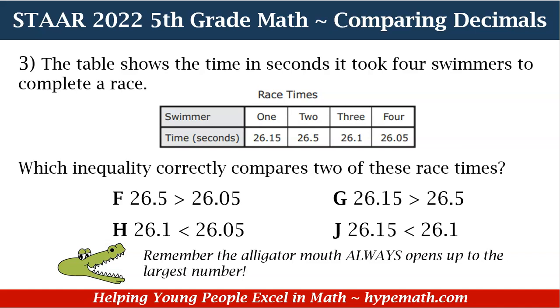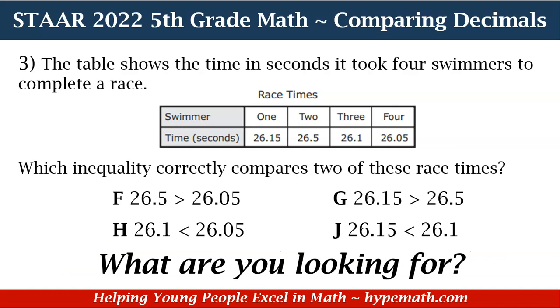And remember, friendly reminder, the alligator mouth always opens up to the largest number. So let's look at our chart. We see that swimmer 1's time is 26 and 15/100ths. Swimmer 2 is 26 and 5/10. Swimmer 3 is 26 and 1/10. Swimmer 4 is 26 and 5/100ths.